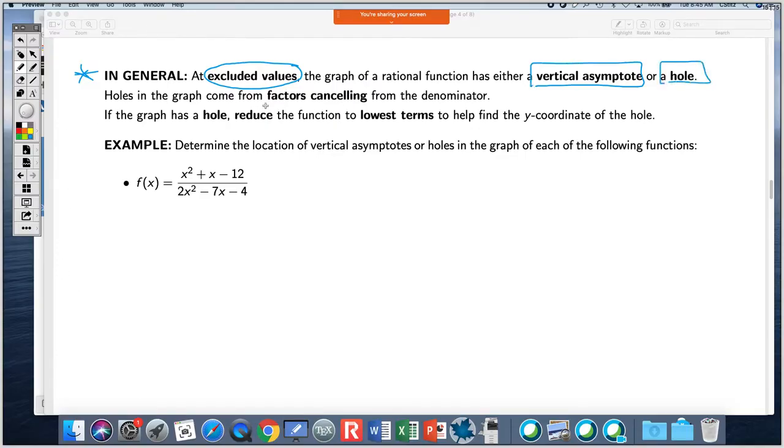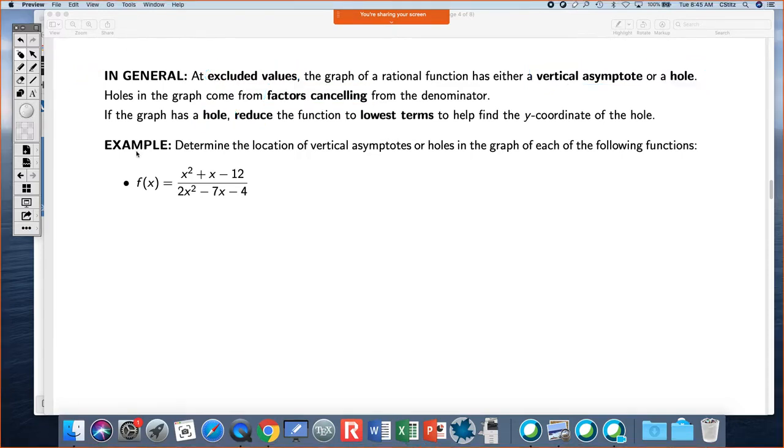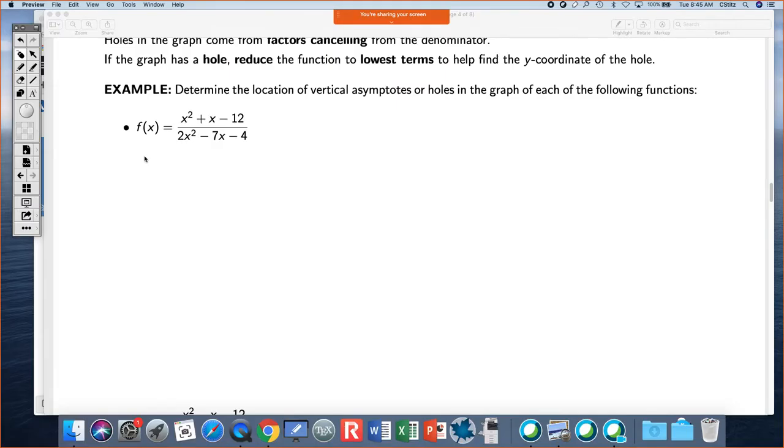Holes in the graph come from factors canceling from the denominator. So if you have a 0 in the denominator, that means there's a factor creating that 0. If you have the factor in the numerator that cancels it out, that's going to produce a hole in the graph. So if the graph has a hole, reduce the function to lowest terms to help you find the y-coordinate. All right? Okay, so once again, all of these examples are going to have answers here.